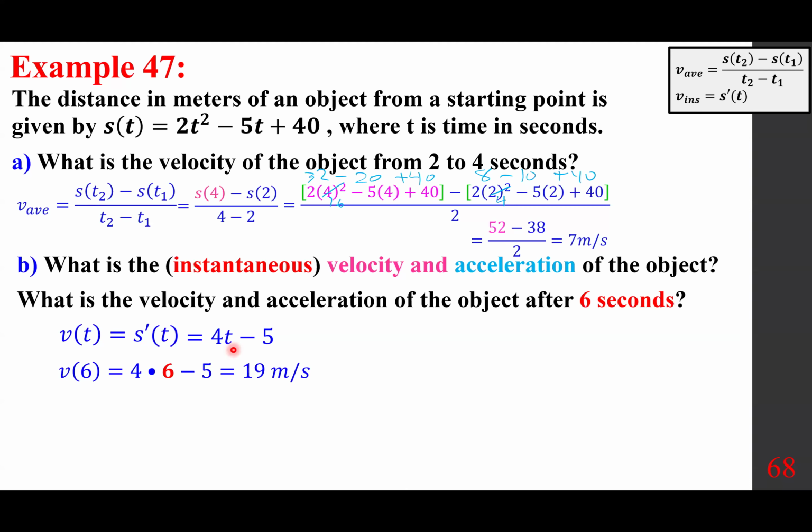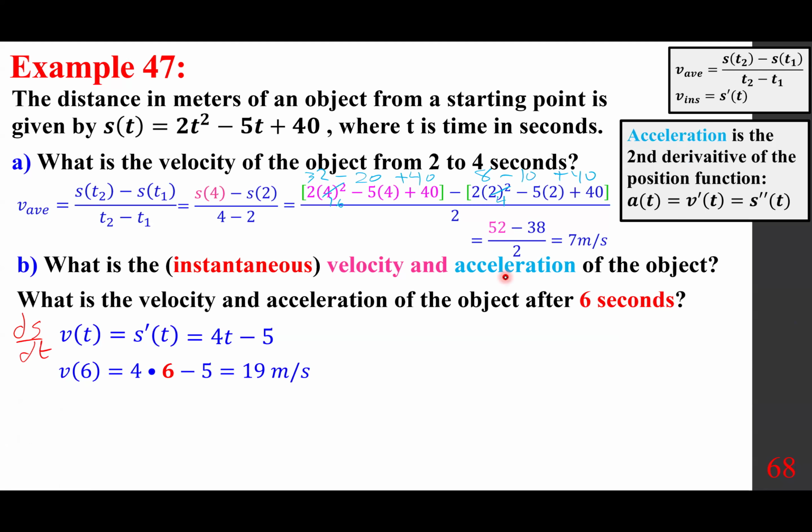Remember, again, I want to make sure you understand that we have here ds dt, units of s, the position or distance function, over the units of time. That's why you get meters per second. Now, the next one is acceleration. As you may recall from physics, acceleration is the second derivative of the position function. So a of t is v prime or s double prime. That means differentiate again.